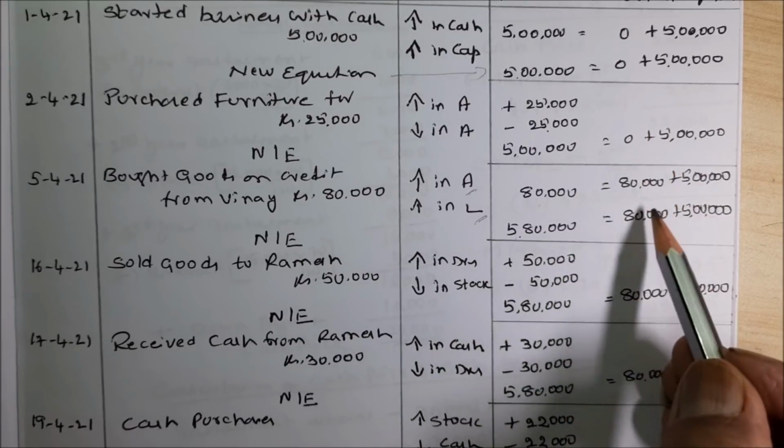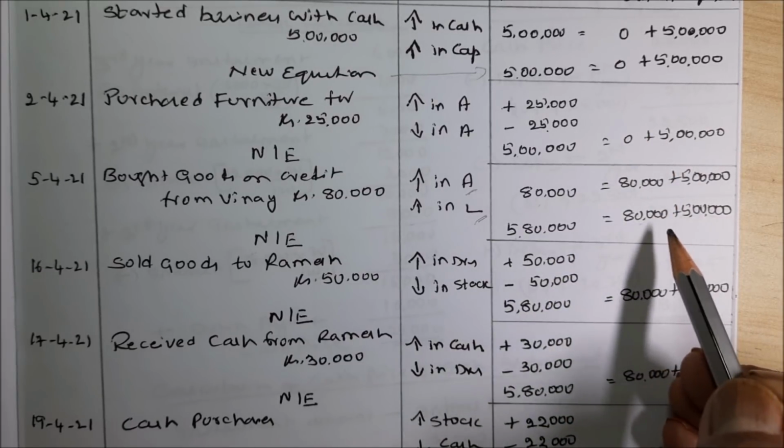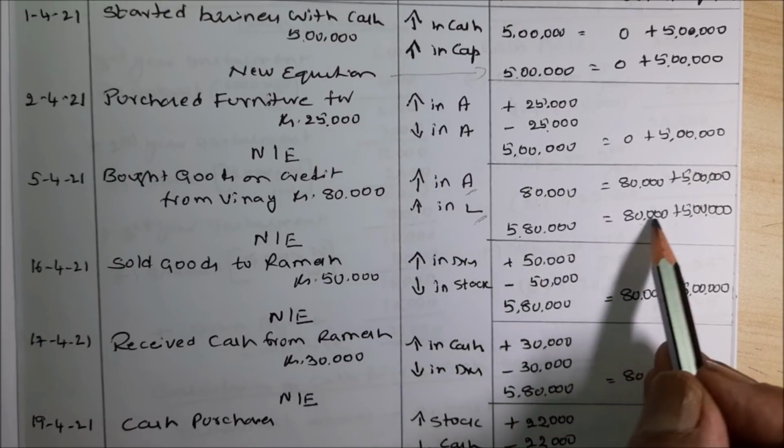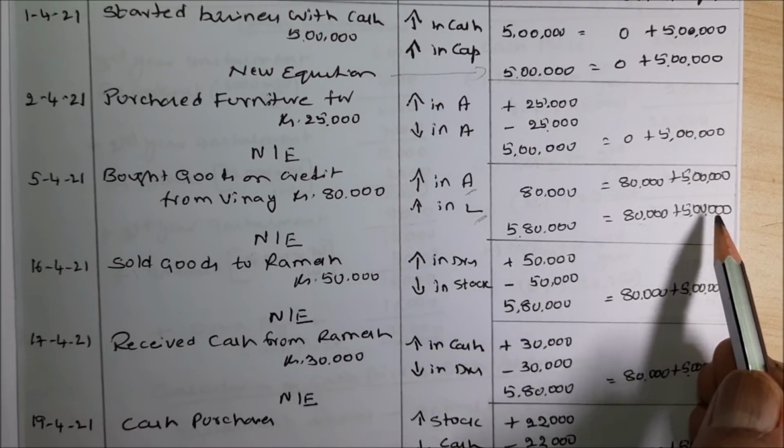Then liability 0 was there, now I have to pay whom actually? The other one, 80 plus 5 lakh. So 5 lakh 80 is equal to 80 plus 5 lakh. Once again this is how much? 5 lakh 80, 5 lakh 80.